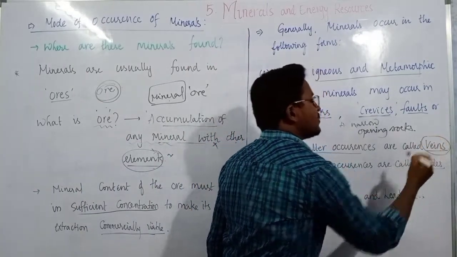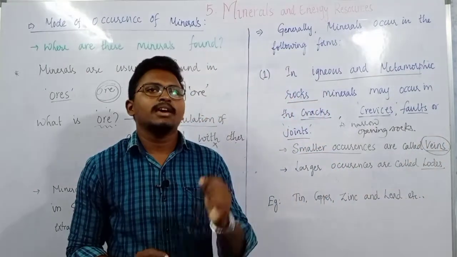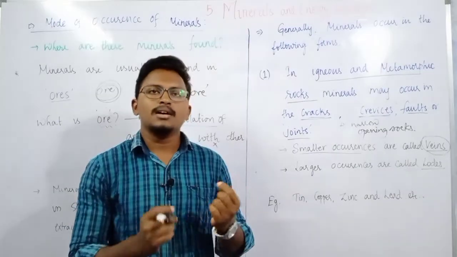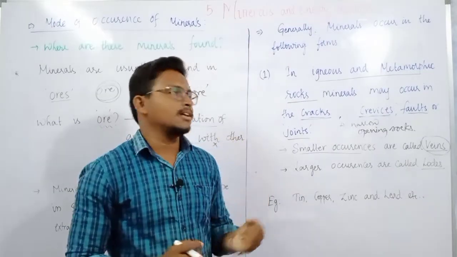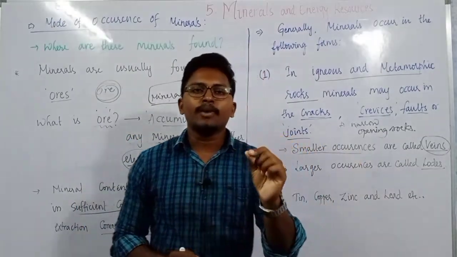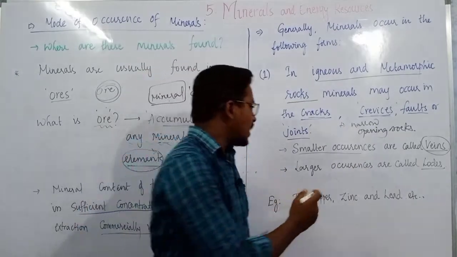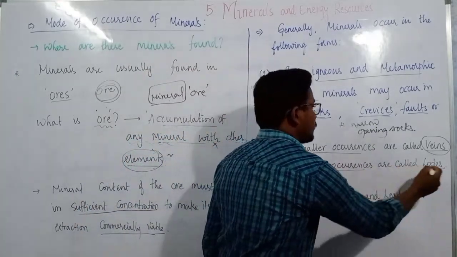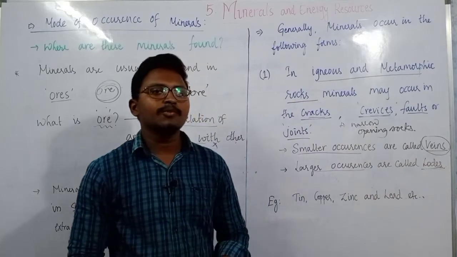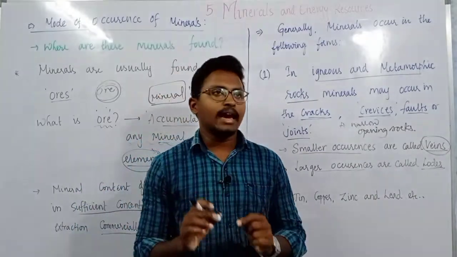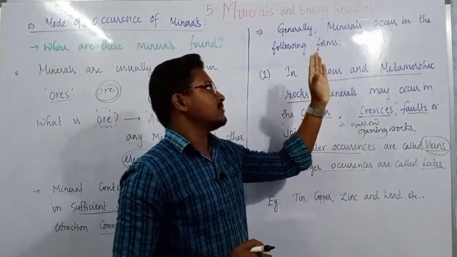And how they occur is that sometimes they may occur in smaller occurrences, which we call veins. Veins means, you can say, a narrow opening, or in your heart also we use this term veins, a small narrow pipe-like structure. And larger occurrences we call lodes. So the minerals mainly occur in igneous and metamorphic rocks.